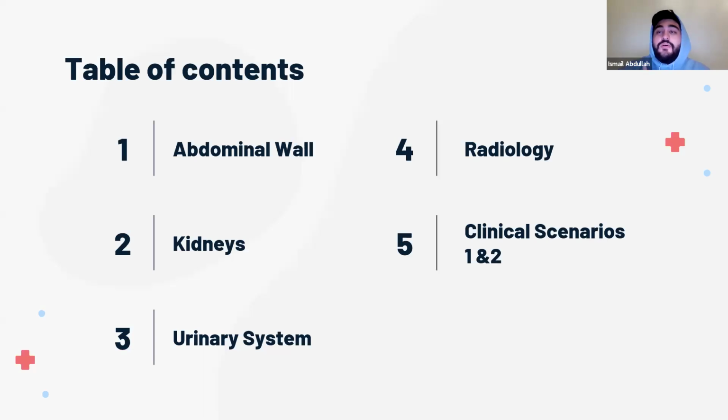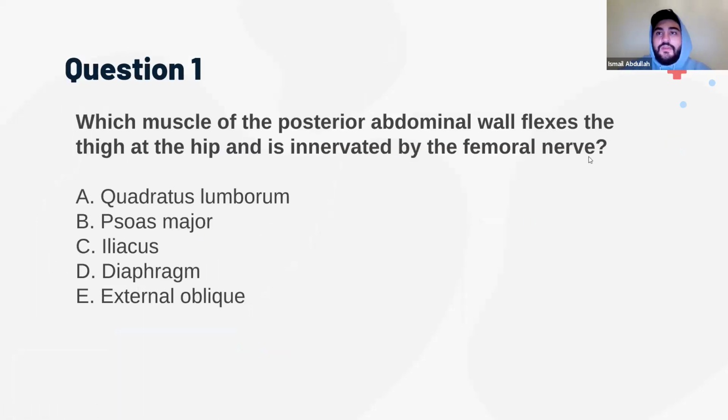Inshallah, I'll be going over these concepts, starting from the abdominal wall all the way to the urinary system, kidneys. We'll be going over some radiological images, and at the very end, I'll be having two clinical scenarios to discuss, hopefully to foster your learning on BPH and prostate cancer. So let's start with the first question.